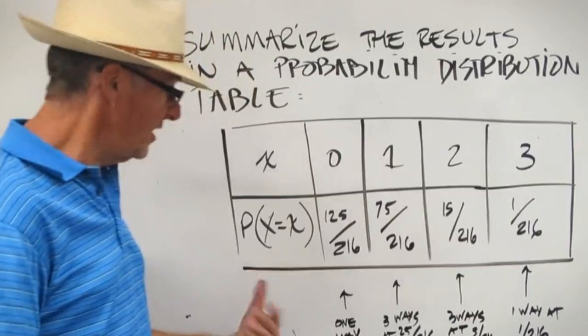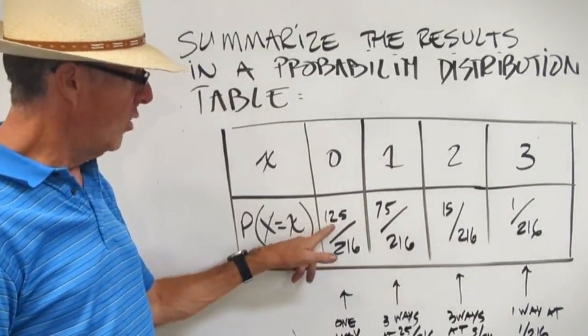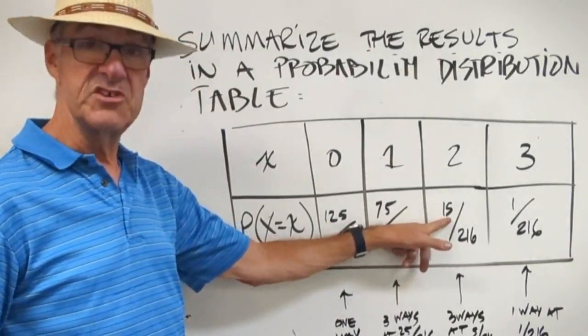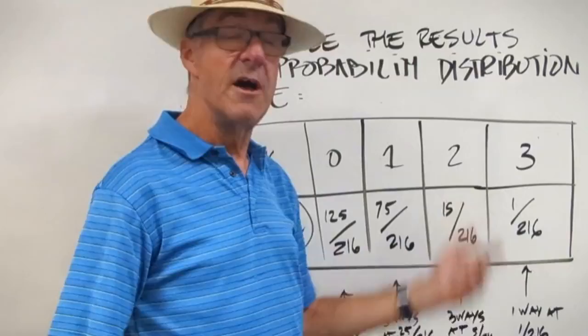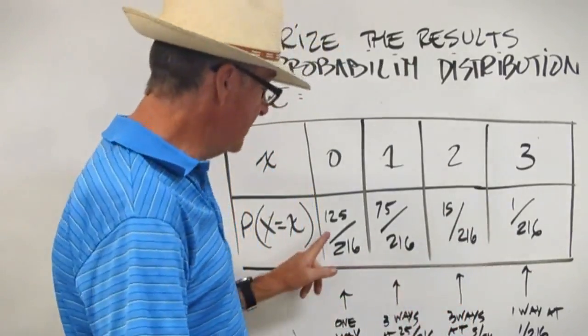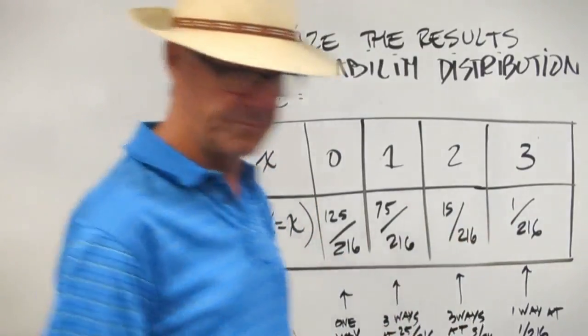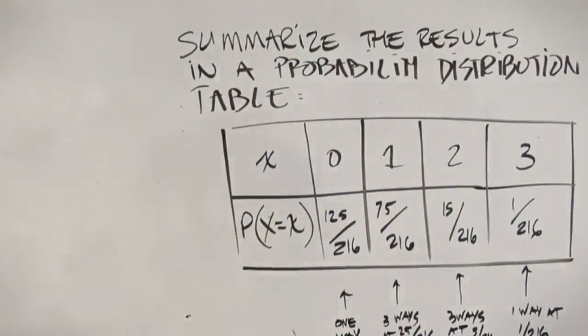And take a look at this one. If you add the tops, 125 plus 75, there's 200. Plus 15, there's 215, plus 1 more makes 216, which makes the sum of all 4 fractions equal to 1.